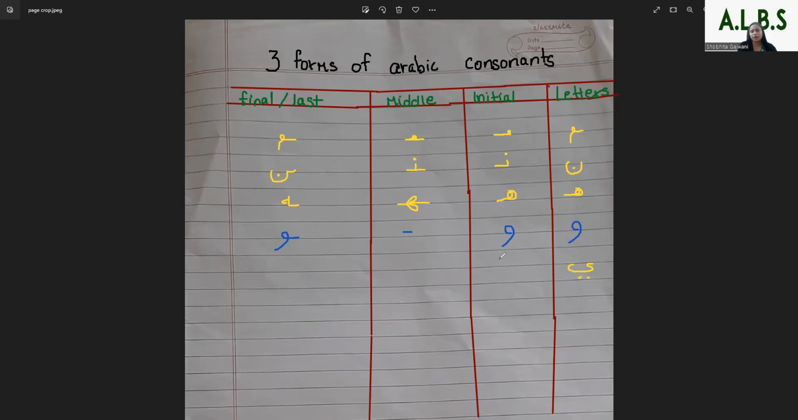Now the last letter, that is ya. It looks same like noon. Here I'm drawing just a structure and the final form, the letter itself. As it has dots below the structure, so here I'm placing two dots below the structure and the final one, the letter itself.